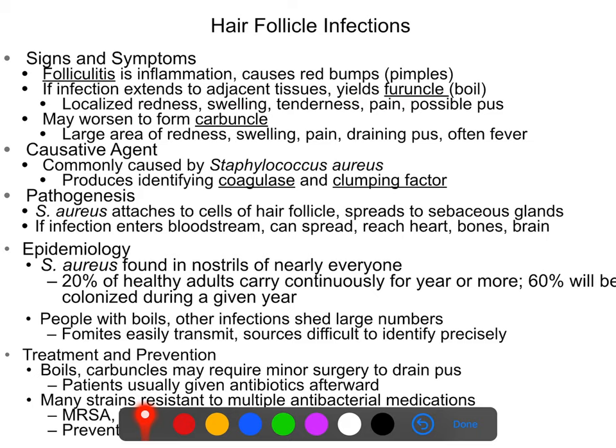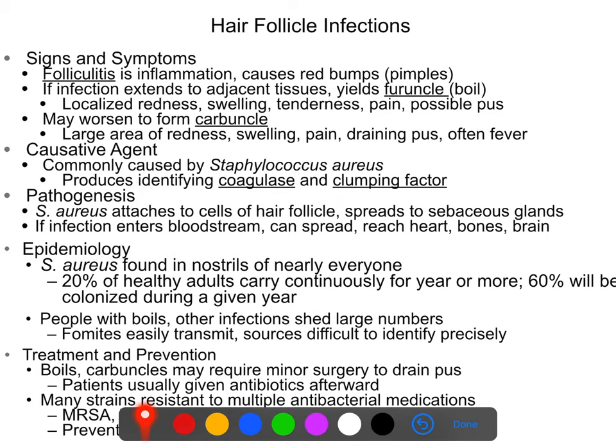If you have a bunch of furuncles in an area where they start to join together, and you get an infection of the entire area, that's what's called a carbuncle, which is a large area of basically many boils. The causative agent is Staph aureus, producing coagulase and clumping factor, and basically the Staph aureus gets into a hair follicle, spreads to the sebaceous gland.